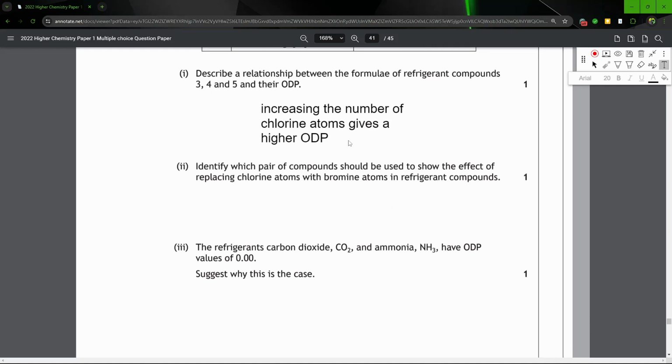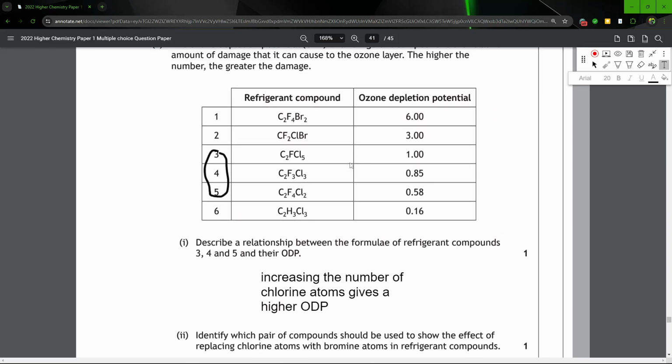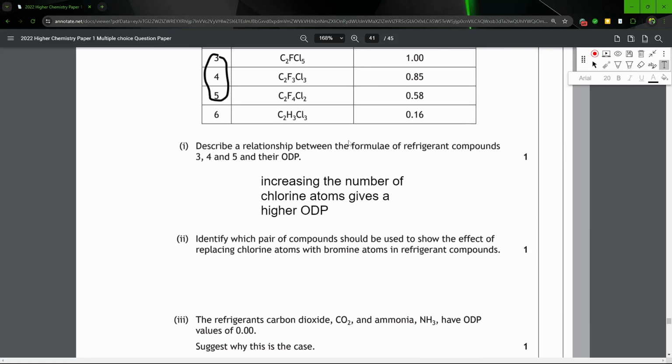Identify which pair of compounds could be used to show the effect of replacing chlorine atoms with bromine atoms in refrigerant compounds. So it looks like I think 1 and 5 would do it, because we both have the C2F4, but then we just replace the last 2 atoms with bromine or chlorine, so it'll be 1 and 5.